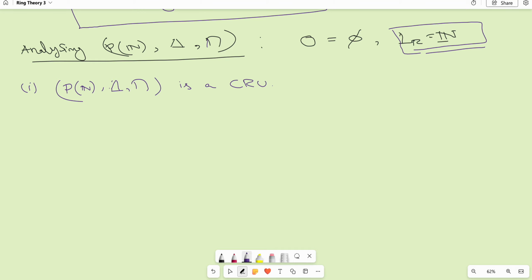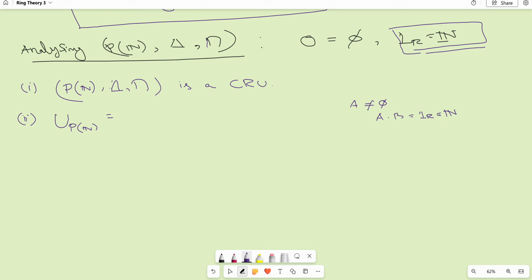What else? The second property: what are the units of the power set of natural numbers? This set is called the units. So for a unit, A should be non-zero, that means A should not be the empty set. And suppose A dot B is 1R. 1R here means N.